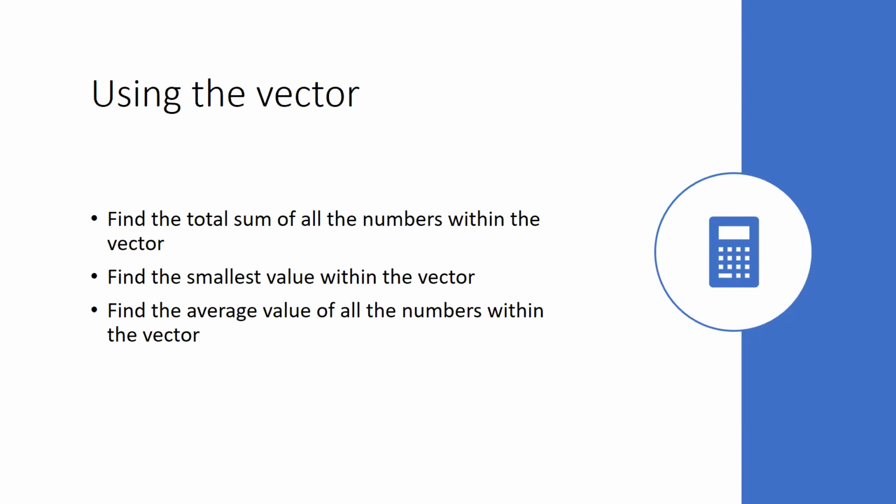So if you can, try to find the total sum of all the numbers within a vector. So take a vector, put some numbers in it, and see if you could find the sum of it. See if you could find the smallest value within the vector, or if you could find the average value of all the numbers within the vector. All of these should be pretty straightforward and a good start before you come to do your problem sets in the lab. Okay, that brings us to an end of this talk, and I will now stop the recording.